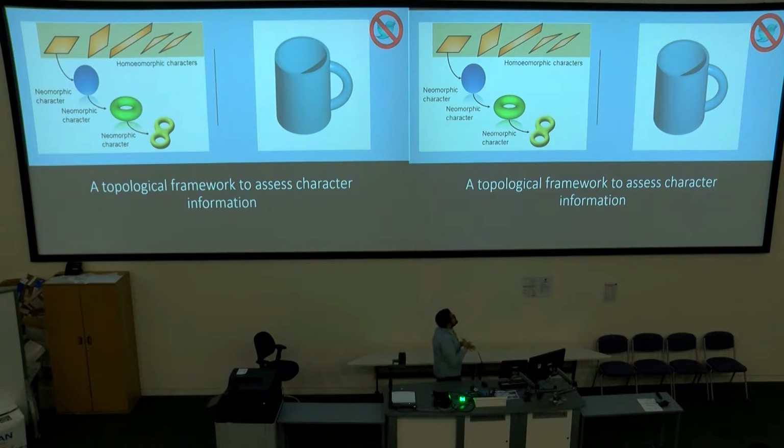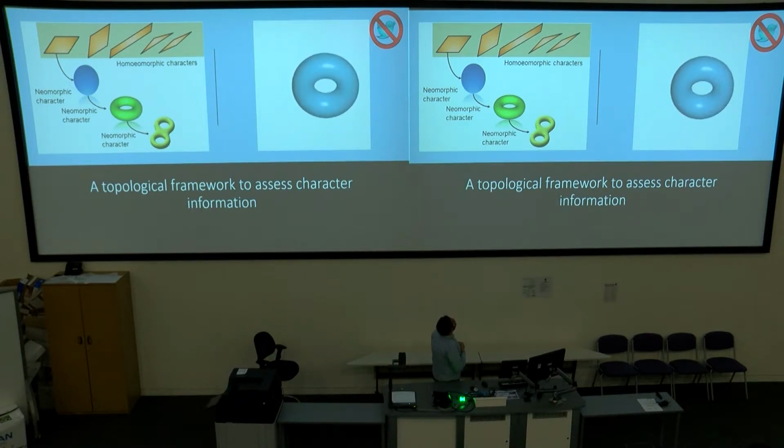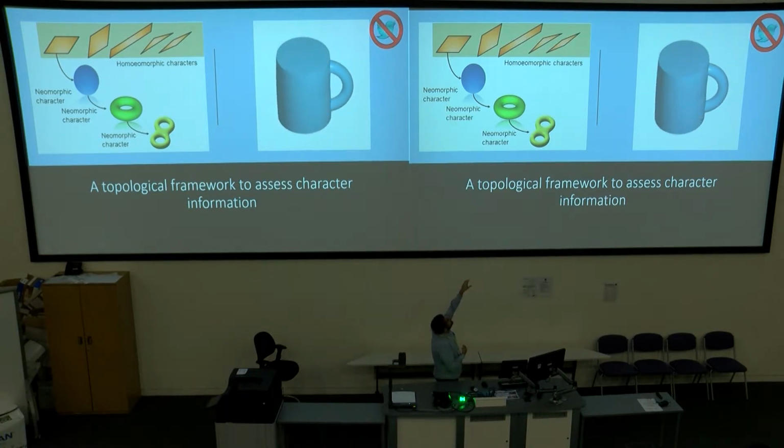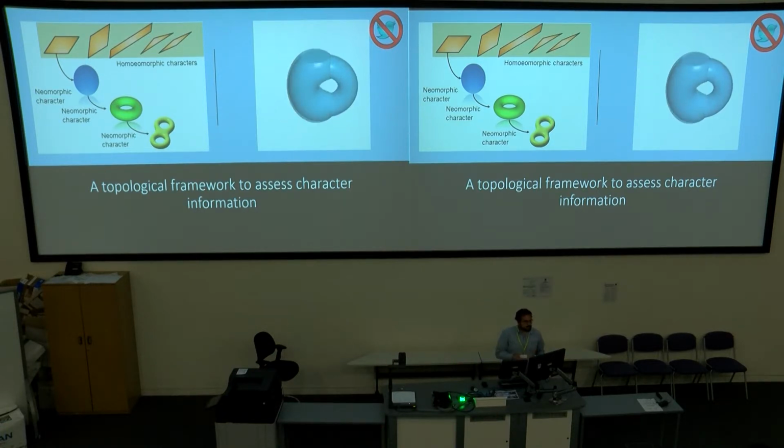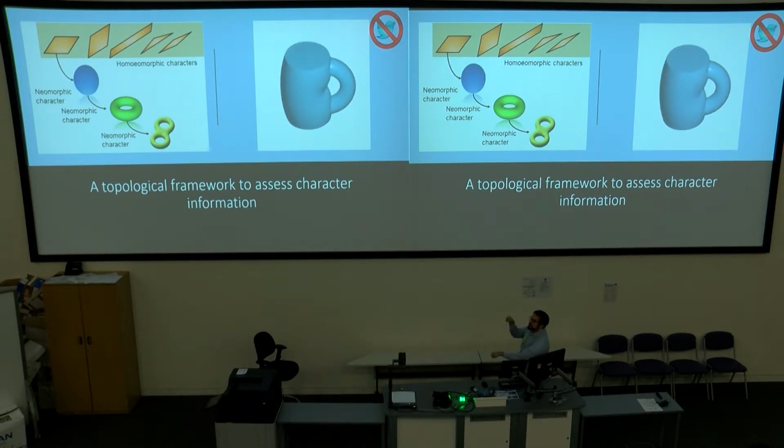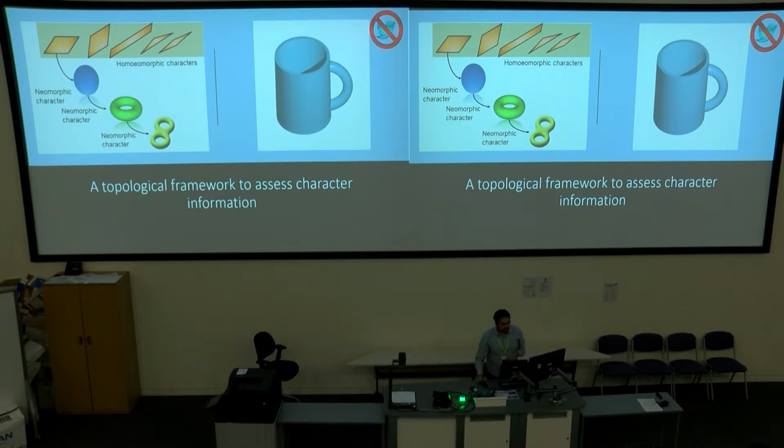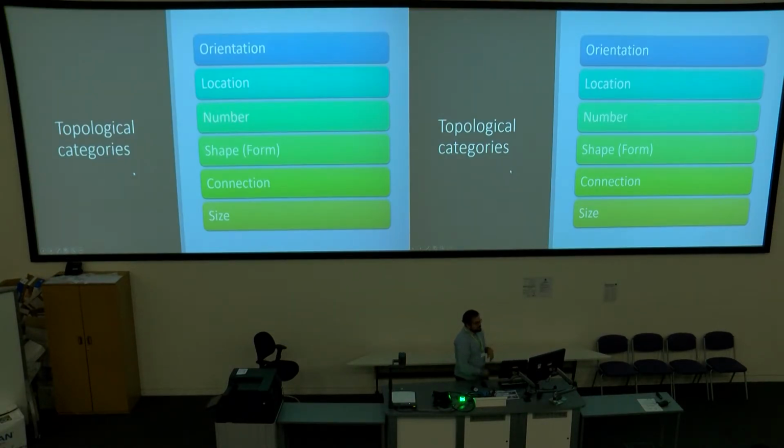So if you use that to assess how much information a character is conveying, you end up having neomorphic characters, which are the ones when you modify from a surface to a sphere, to a torus, to a double ring, and you have homeomorphic characters, which are characters that you just have to deform. So where there are deformations, either elongations, change of shapes, etc. And then characters can have 6 independent modifications, and these are modifications that do not depend on the other modification. So you can modify the orientation without affecting the location from a mathematical point of view, the number, the shape, the connection, and the size.